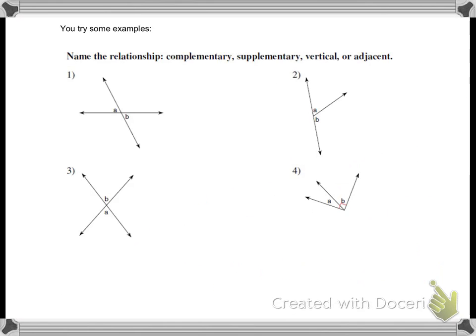So let's look at some examples. We have to name the relationship: complementary, supplementary, vertical, or adjacent. So number 1, if you remember from the first video, I told you that the vertical angles, you can see that there's a V and a V. So that'll help you remember that those are vertical and their angle measure is the same because vertical angles are congruent.